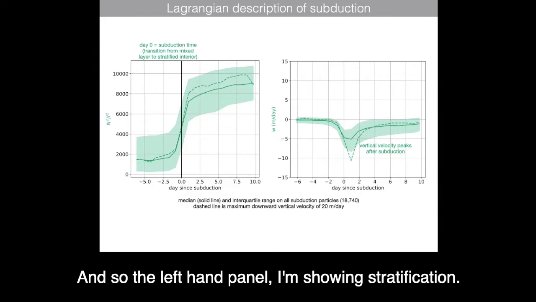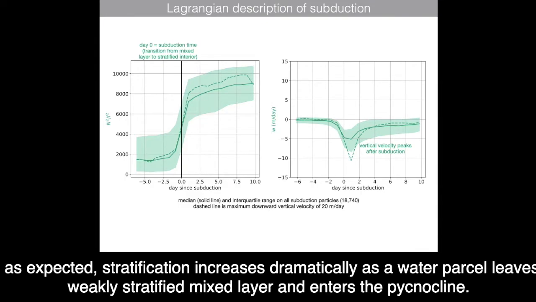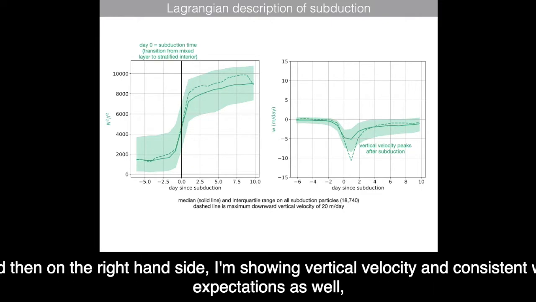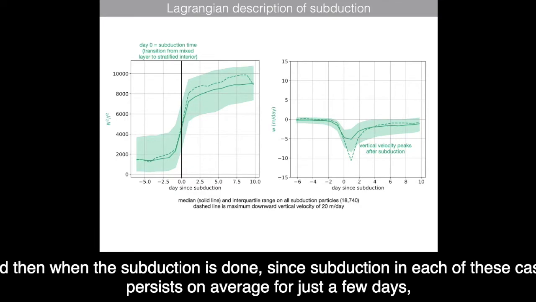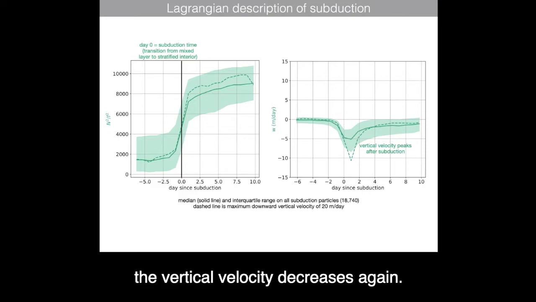And so on the left-hand panel, I'm showing stratification, and as expected, stratification increases dramatically as the water parcel leaves the weakly stratified mixed layer and enters the pycnocline. And then on the right-hand side, I'm showing vertical velocity. And consistent with expectations as well, vertical velocity, which is 0 at the surface, increases as water parcels subduct. And then when the subduction is done, so subduction in each of these cases persists on average for just a few days, the vertical velocity decreases again.